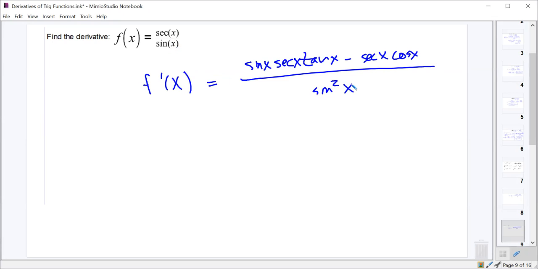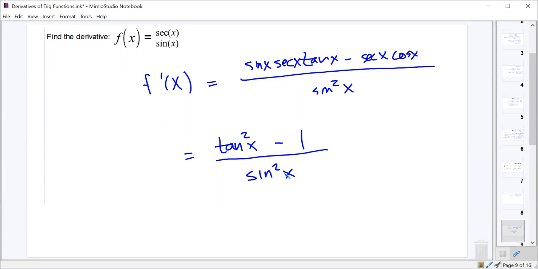And it'd be nice if we could do a little bit of simplification there, I hope. What is secant x? Secant x is 1 over cosine. So I've got sine over cosine, which is tangent. And then I've got tangent times tangent, which should be tangent squared. And then I've got minus secant x times cosine x. Well, secant x is 1 over cosine, so this is just cosine over cosine, or just 1. And then over sine squared x.